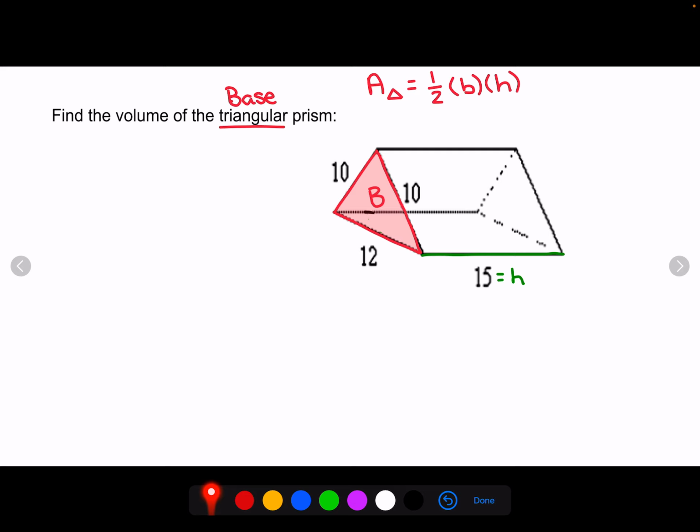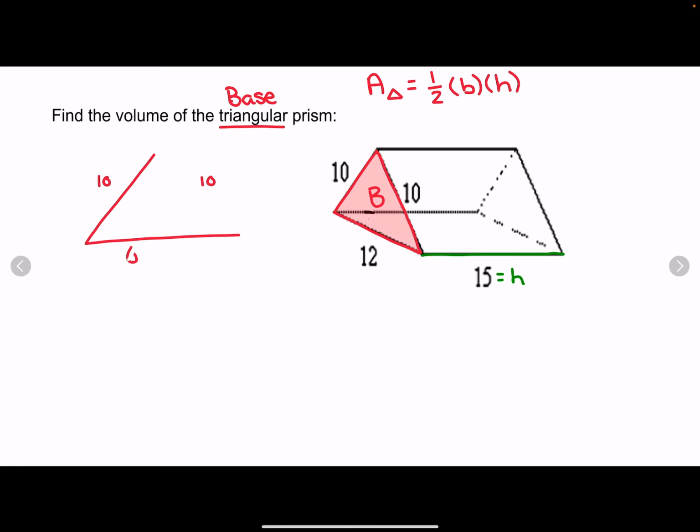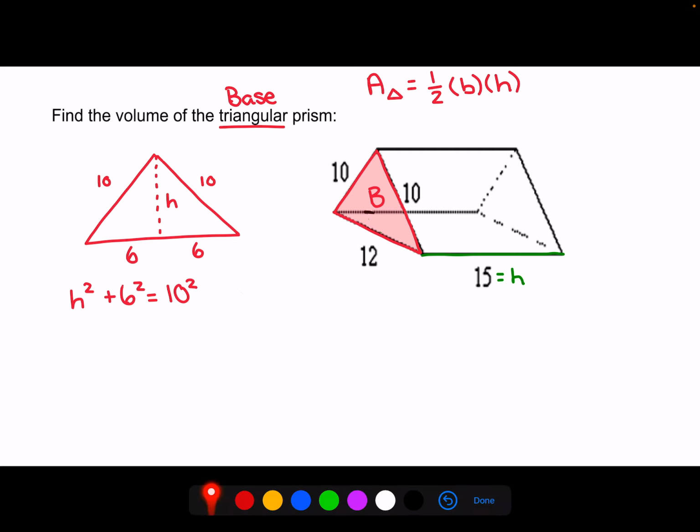And if I look at my triangle, I notice that we have an isosceles triangle. So I'm going to go ahead and draw this out in 2 dimensions and show my height within it. And I want to find this height. Now, this base gets split perfectly in half because I know that the altitude of an isosceles triangle will split it into 2 congruent triangles, making each side 6 and 6.